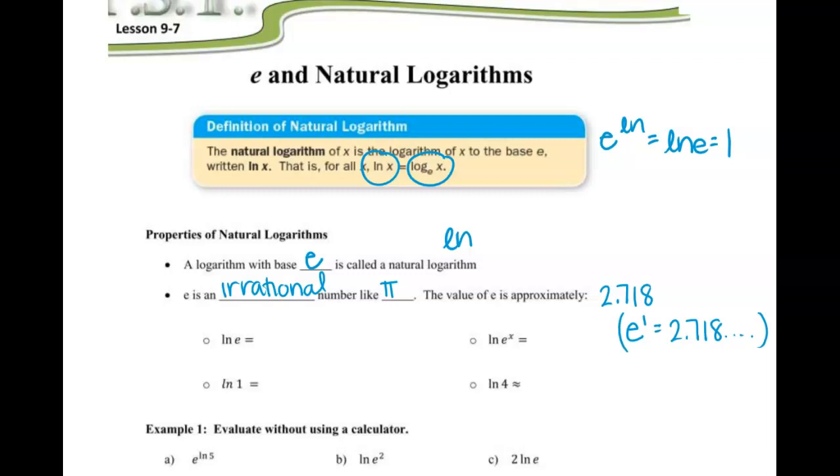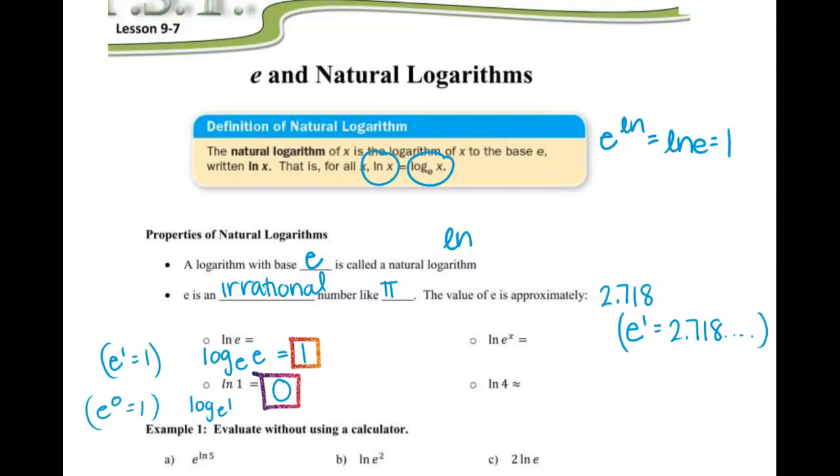So ln e is the same as log base e of e, and this equals 1, because if you think about it, e to the first power equals e if you rewrite it in exponential form. Natural log of 1 is 0, because if you think of this as log base e of 1, well, e to the 0 equals 1. Just going to box these. So natural log of e is 1, natural log of 1 is 0.